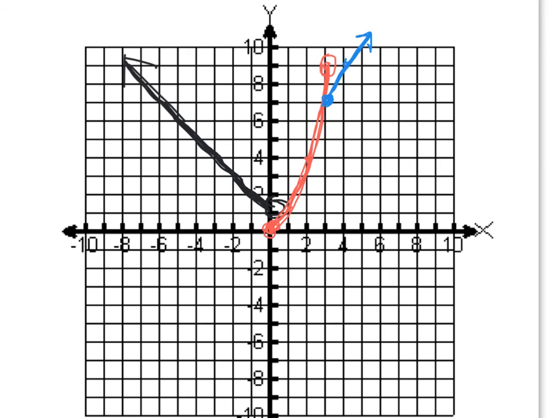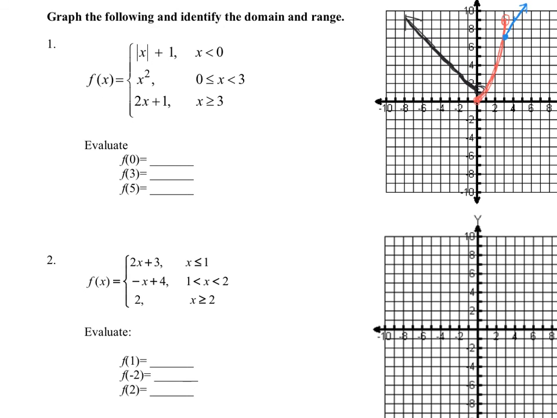I then darkened in my circle because my x is greater than or equal to 3, and then I drew my line up 2 over 1, and that's all I needed to draw my line, and my arrow goes at the top. And that's it. That's how you graph that piecewise function. So you try the next 3 graphs and let me know if you have any questions.